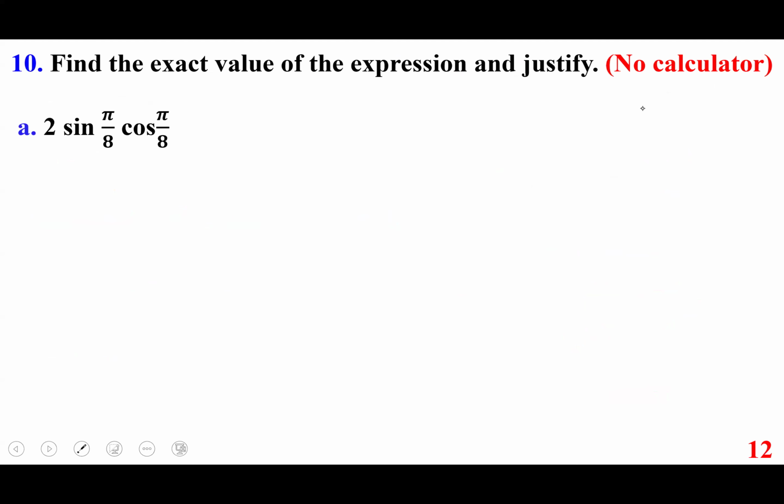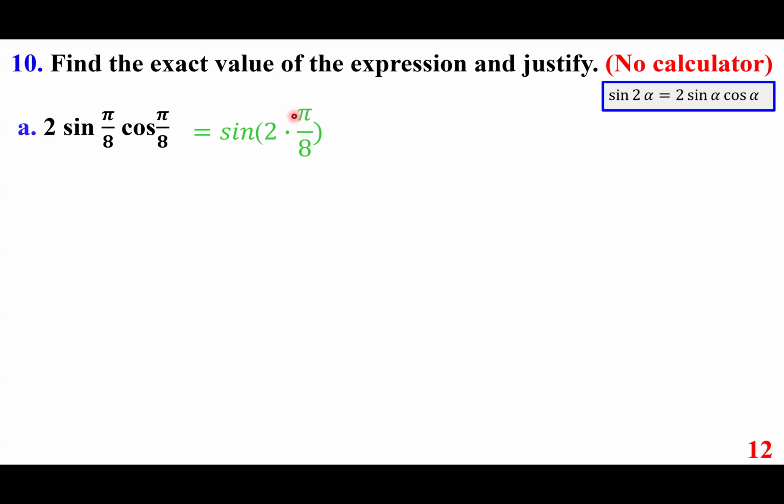Find the exact value of the expression and justify with no calculator: 2 sine of pi over 8 cosine of pi over 8, and we should know sine of double angle. Sine of 2 alpha is 2 sine alpha cosine alpha. So following that, we should recognize this from right to left. Sine of 2 times alpha, 2 times pi over 8. Obviously, 2 times pi over 8 is pi over 4, and sine of pi over 4 is square root of 2 over 2. So that should be very straightforward.